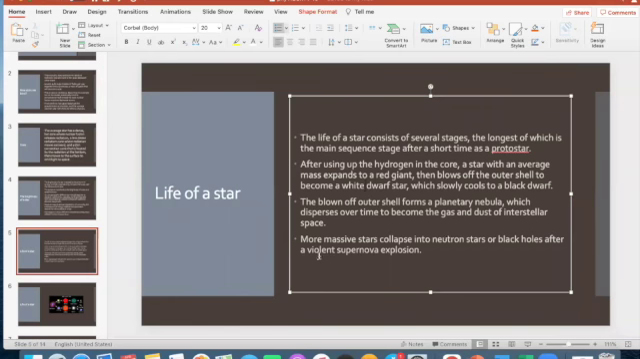For more massive stars that collapse into neutron stars or black holes, this happens after a violent explosion, and we call that explosion a supernova.